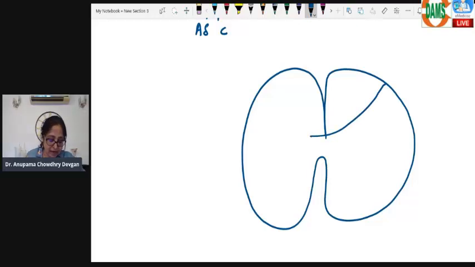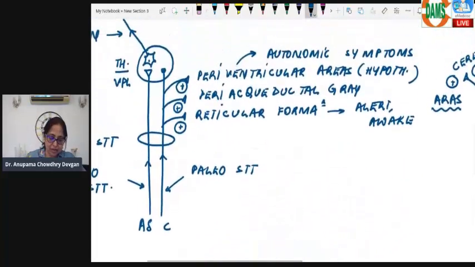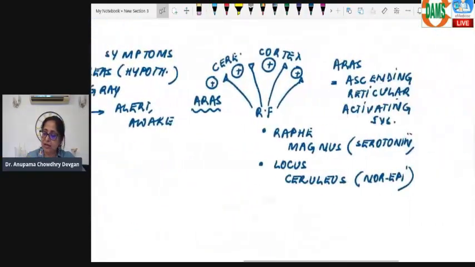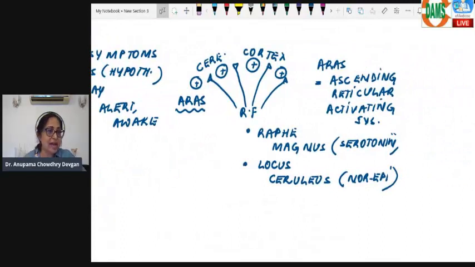No, beta. Serotonin and norepinephrine are not neurotransmitters for pain. See, they stimulate the reticular formation. There are two areas in the reticular formation, which are raphe magnus nucleus and locus coeruleus. Raphe magnus nucleus neurons are serotonergic and locus coeruleus neurons secrete norepinephrine. So these two neurotransmitters will keep the cerebral cortex alert and awake.